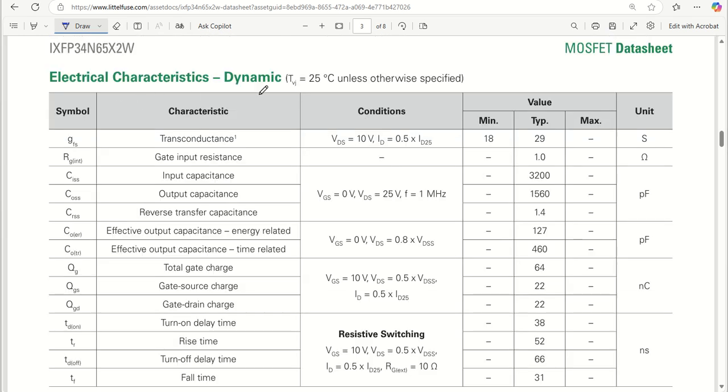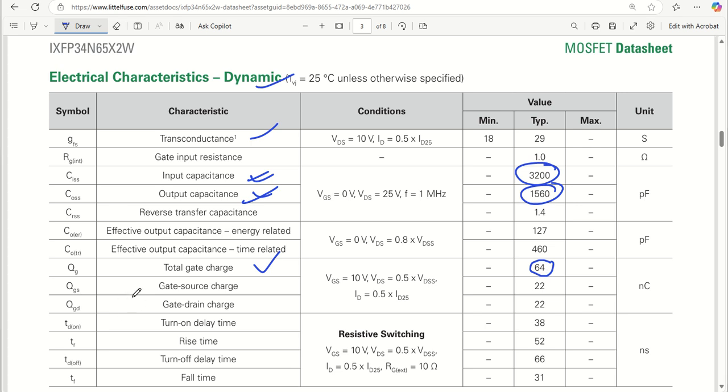Now talking about dynamic characteristics. We have transconductance and all those things, but let us forget those. We will talk about input capacitance, let us say 3200 picofarad, and output capacitance, which is 1560 picofarad. These will be the ones determining the charging time and discharging time, or the switching on and switching off delay times. Similar to that, total gate charge is here, which is 64 nanocoulombs.